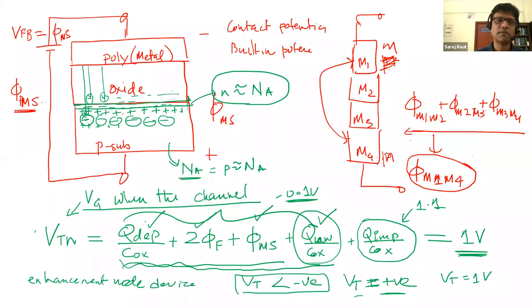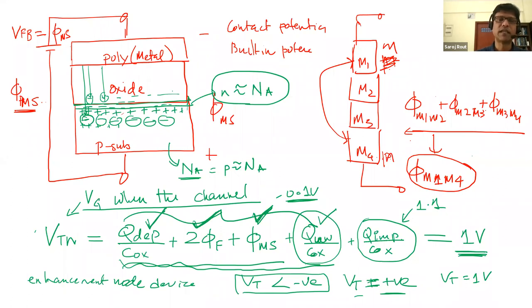Basically, you have to deplete the channel till phi S is equal to 2 phi F, and then overcome the contact potential, which is totally dependent on the metal type. The depletion charge depends on how you doped the P substrate. If your Na is higher, then this Q depletion will be higher. If your Na is smaller, this Q depletion will be smaller. 2 phi F again depends on the doping profile, and could be anywhere from 0.6 to 0.8 volts.